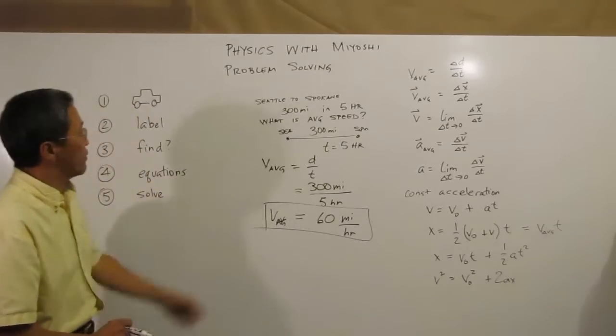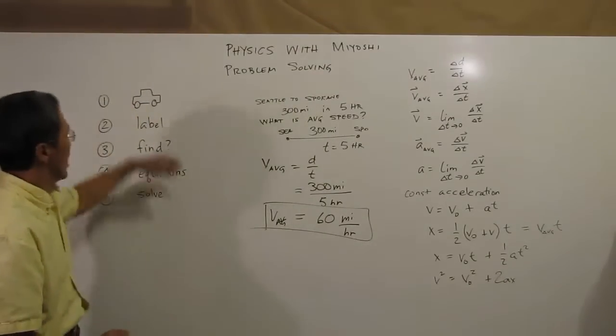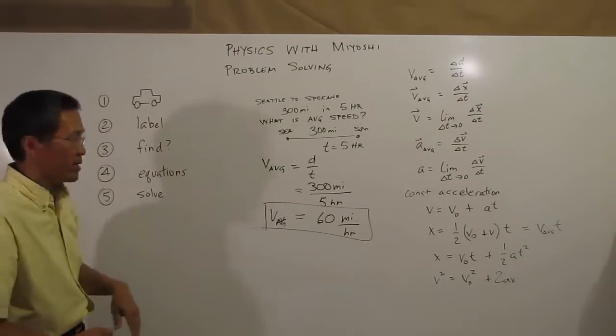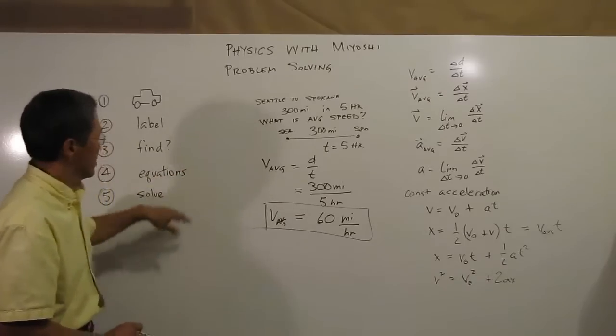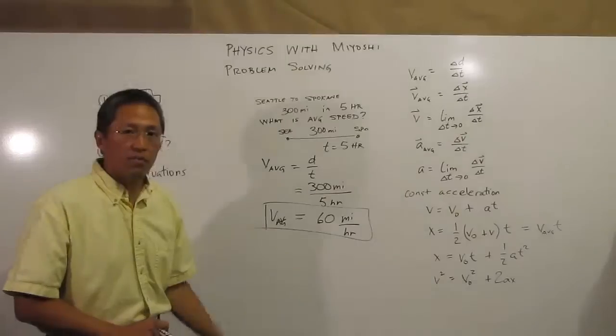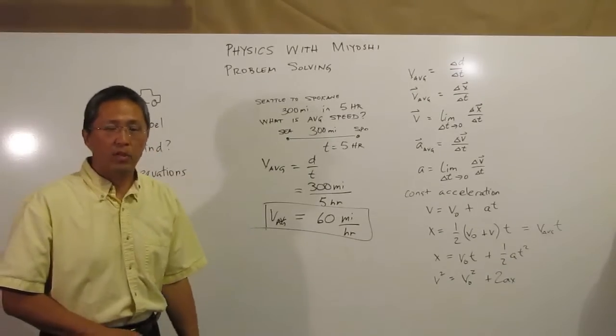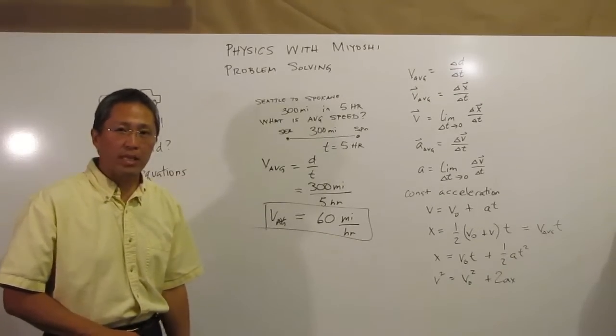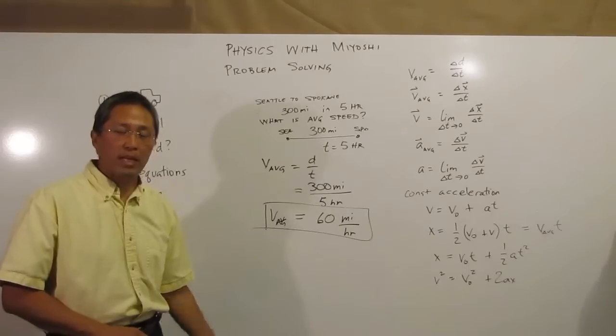So, problem solving: draw a picture, label stuff, figure out what you're trying to find, figure out what equations you're going to use, and then finally solve for your final answer. Use that process to the best of your ability, and you'll be able to solve pretty much any problems we have in physics.